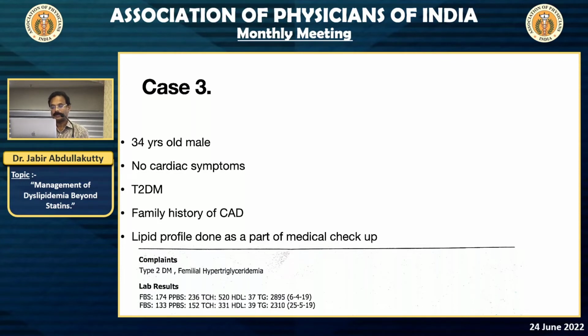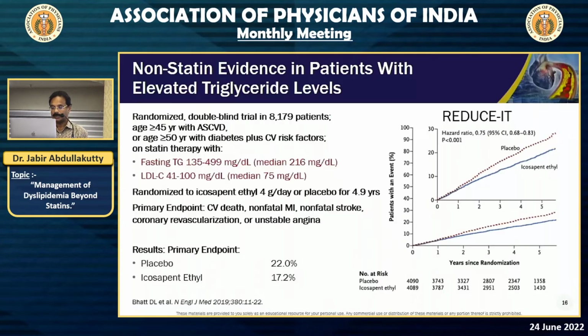And we repeated it in May 2019. First I saw him in April 2019, then in May 2019, it was 2310. So, non-statin evidence in patients with elevated triglyceride. The best evidence right now we have is from the REDUCE-IT trial, in which the drug used was icosapent ethyl, which is a synthetic pure form of omega-3 fatty acid, icosapent ethyl, not a mixture like what we get now in our market, icosapent ethyl plus the docosahexaenoic acid.